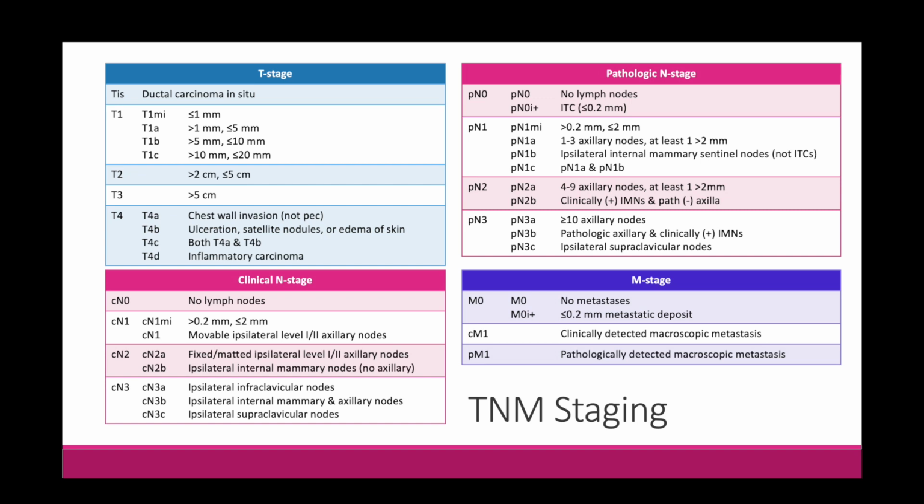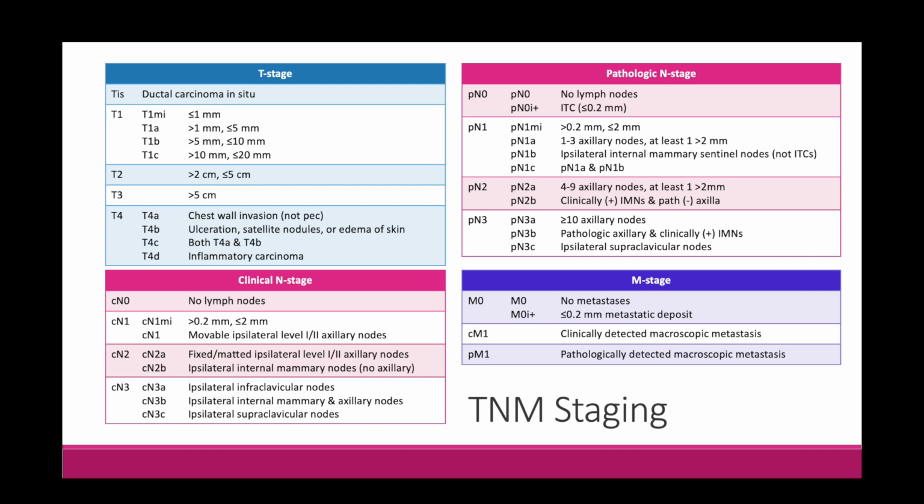So just to review the clinical N stages again: N1, movable ipsilateral level 1 to 2 nodes. N2A is if those axillary level 1 to 2 nodes are fixed or matted. N2B is if you have just internal mammary nodes, so just ipsilateral nodes near the breastbone. CN3A is if you have ipsilateral infraclavicular nodes, so axillary level 3. CN3B is if you have both ipsilateral internal mammary and axillary nodes, and CN3C is if you have ipsilateral supraclavicular nodes. So these are the clinical stages.